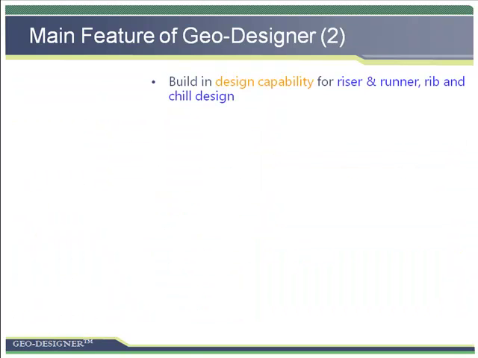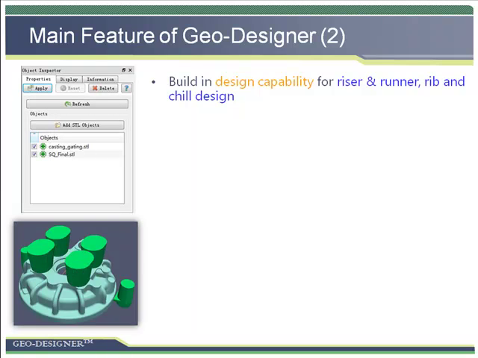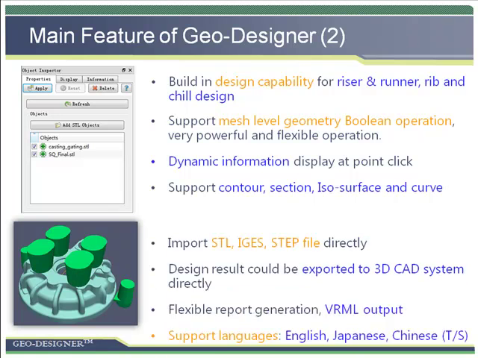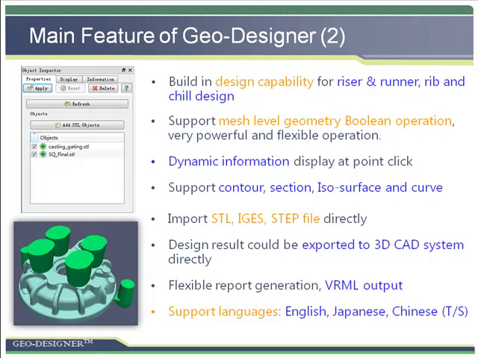The information obtained by Geo-Designer could be used for manufacturing process design directly, such as the riser and runner design, chill and cooling system design, also the rib design. The build and design capability is also possible in the latest version of Geo-Designer. With this function, the user can make a design online and check it immediately.